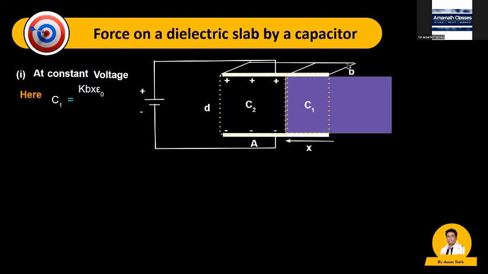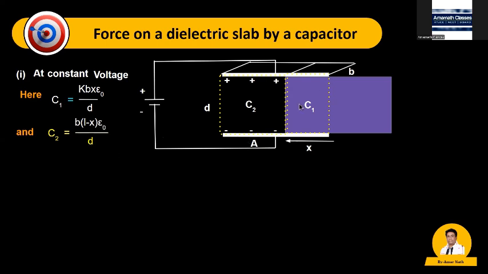times epsilon naught by the separation. Bx is the breadth B times the length X, the area of this plate, and the separation is D only. But for C2, K will not be there, and the length will be L minus X, divided by D.